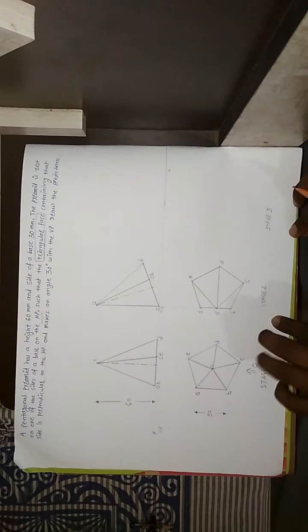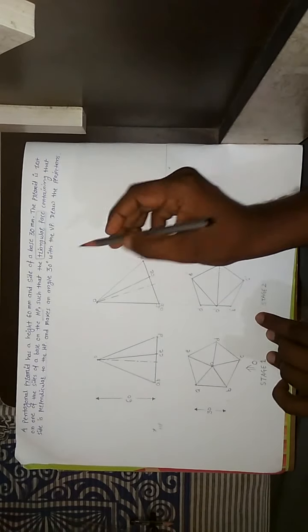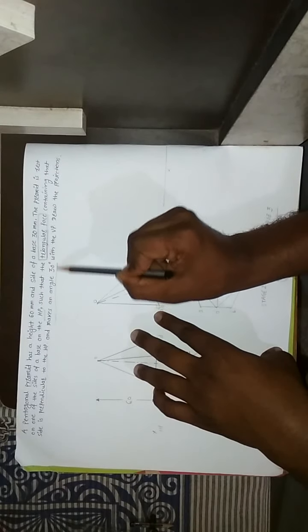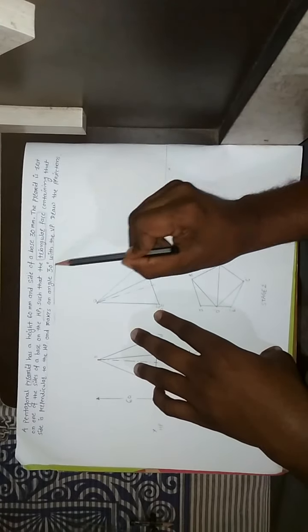Friends, for the second stage, we get this top view and this front view. Now moving to the third case, or stage 3, the second condition in this problem is that the triangular face containing that side is perpendicular to HP and makes an angle of 30 degrees to the VP. This means this triangular face is making an angle of 30 degrees.